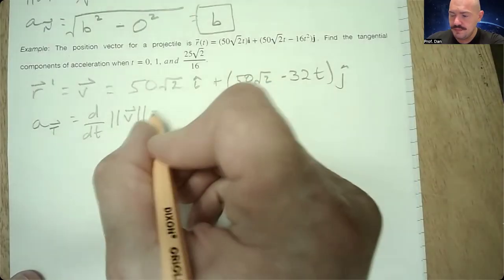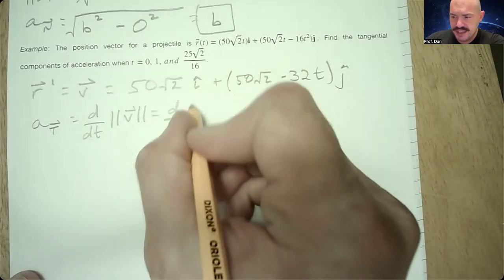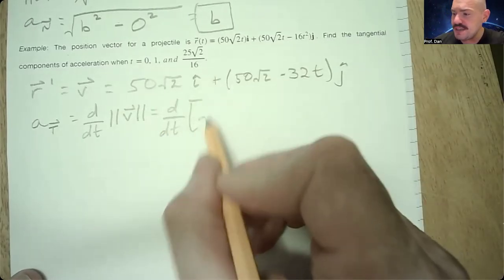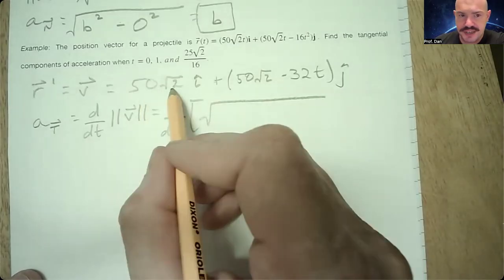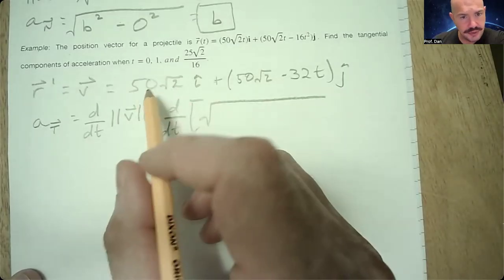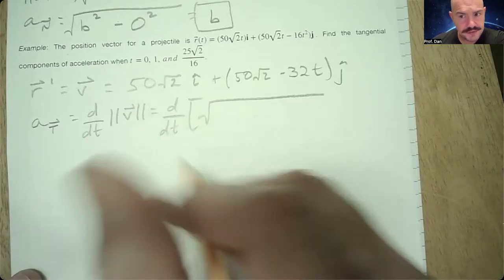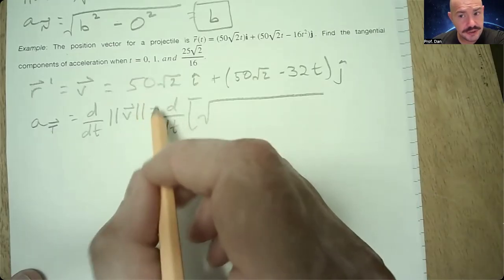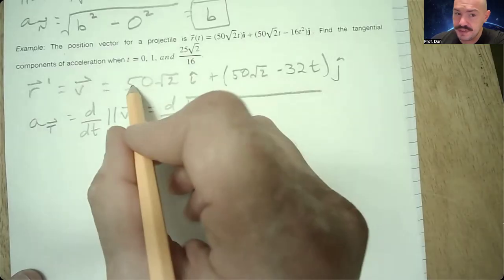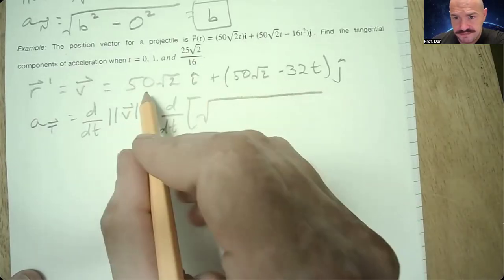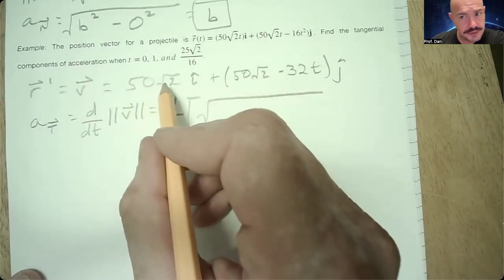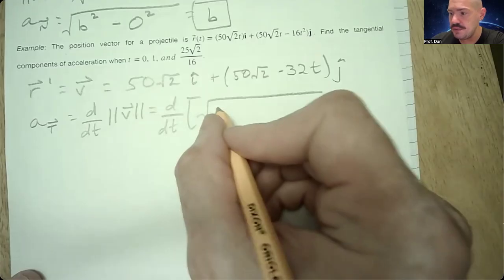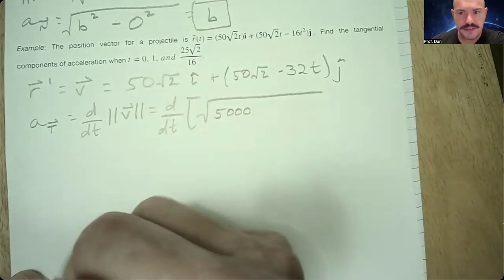So, the magnitude of my velocity. I have not taken a derivative yet, so I'm still writing d/dt. The magnitude of my velocity is going to be the square root of this guy squared. Side note, 50 squared: 5 times 5 is 25, there's a 0 in 50 and a 0 in the other 50, so 50 squared is actually 2500. The square root of 2 squared, yep, that's right, it's 2. So if I multiply 2500 times 2, I get 5000.